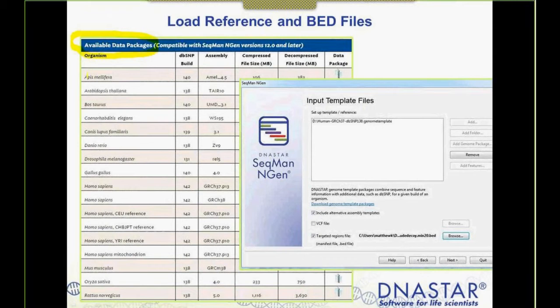So you can download these packages. In SeqMan Engine, you load the whole genome template package. Again, here's a human genome template package that's been loaded. And we can load the bed file or manifest file. And this tells us the region of interest. So if it's an exome, you're going to have all the targeted exons for that genome, or it could be a smaller panel, or just a relative handful of genes.